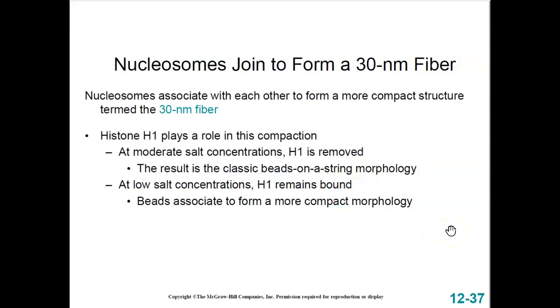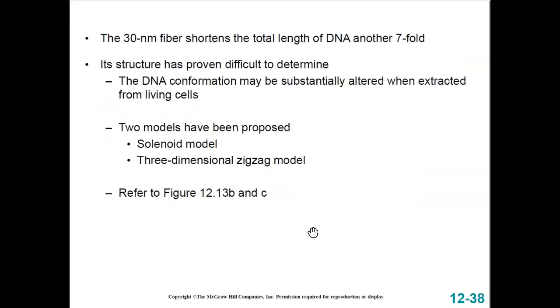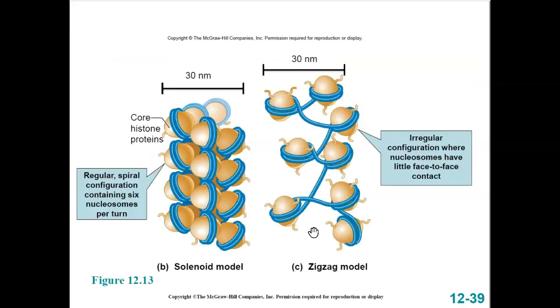What are salts? Positively charged ions. Remember, histones are positively charged. DNA is negatively charged. You get rid of the salt, that changes the overall charge in the solution, which changes the compaction pattern. So the 30 nanometer fiber shortens 7-fold. The structure then can become a more compacted model, and that gives us our solenoid model here.